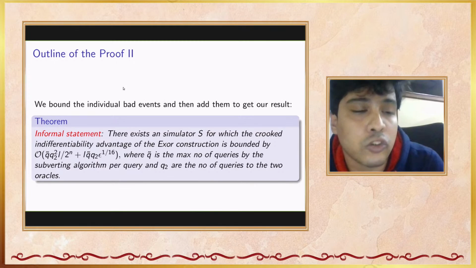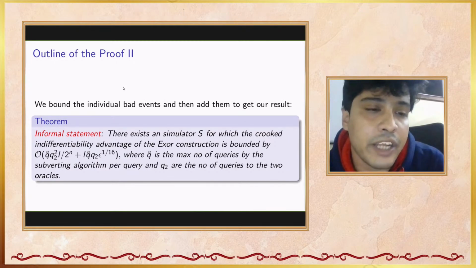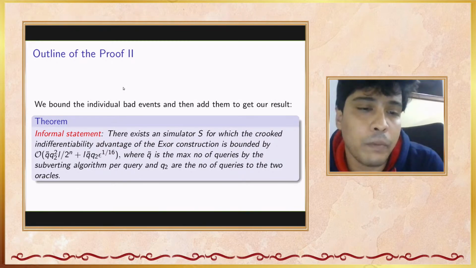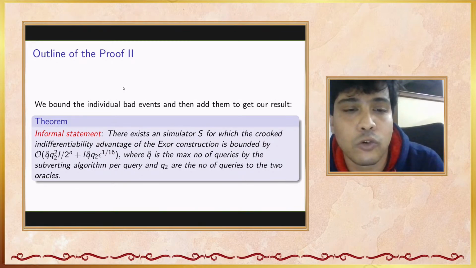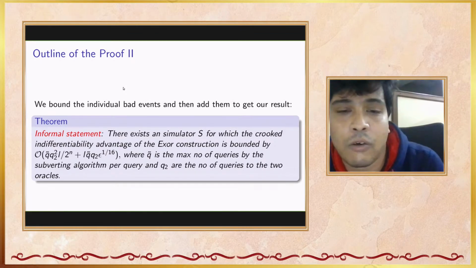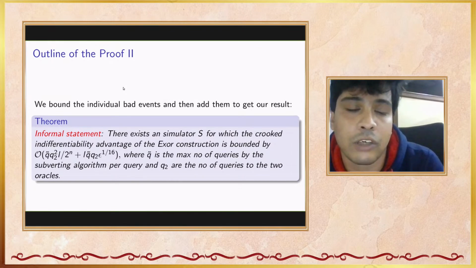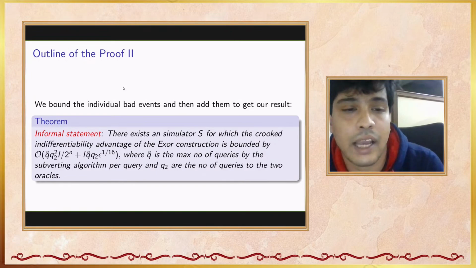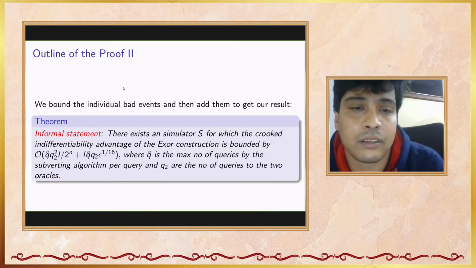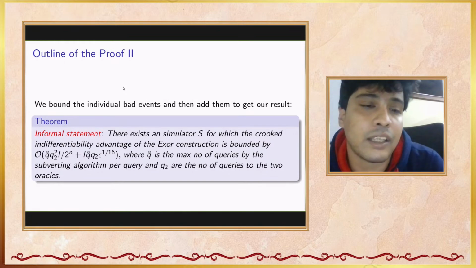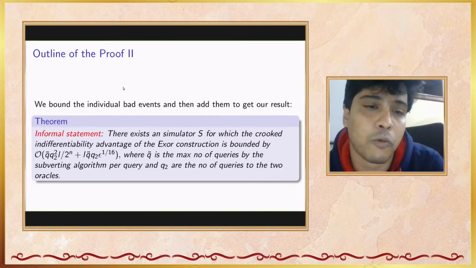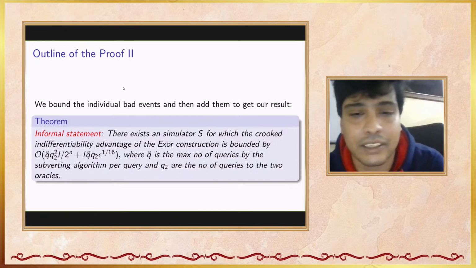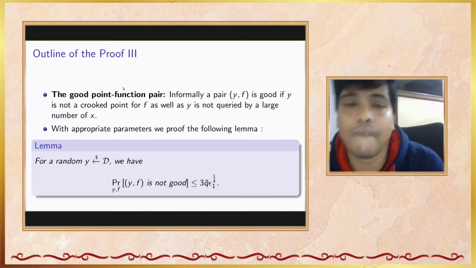Informally, we are able to show a security advantage of the order of q tilde q2 squared by 2 to the power n plus L q tilde q2 epsilon to the power 1/16, where q tilde is the maximum number of queries by the subverting algorithm per query, q2 is the number of queries to the 2 oracles, and L is the length of the indexing set, from 0 to L, of the function family from where we sample.